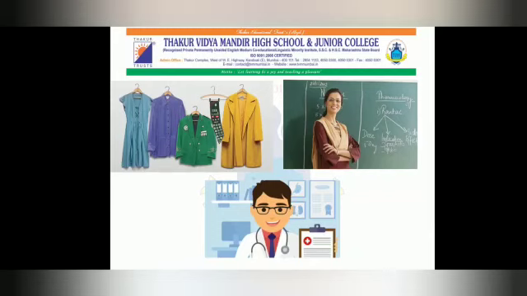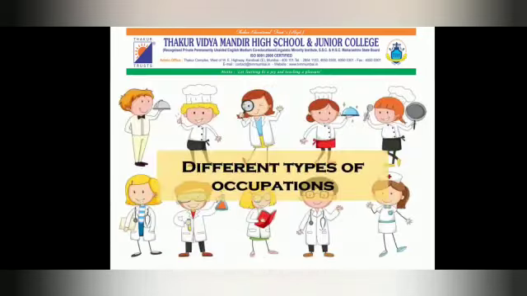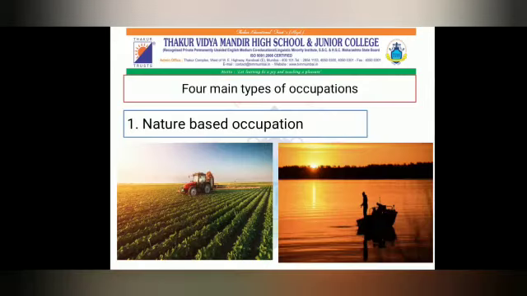Different people work to fulfill our needs. Their work fulfills some of our needs as well as their own needs. Such work is called an occupation. There are various types of occupations. They can be divided into four main classes, which are as follows.